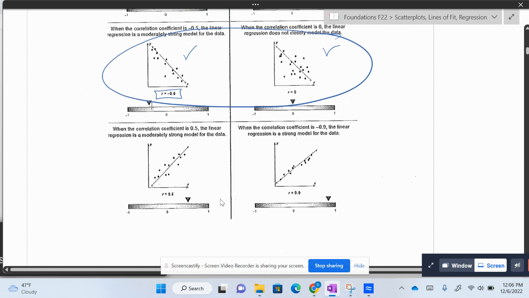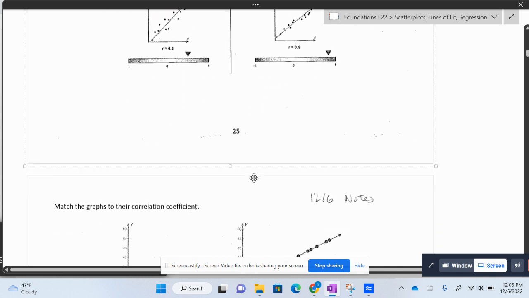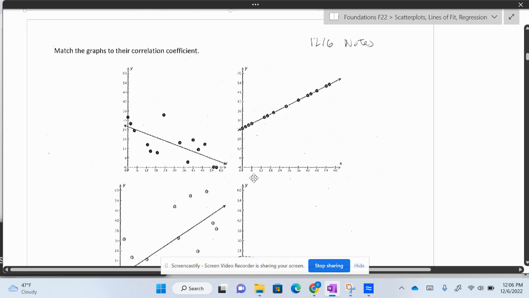Okay. So these are just examples of what good, strong correlation looks like compared to what it doesn't look like. So that's just a picture. Just keep on going.